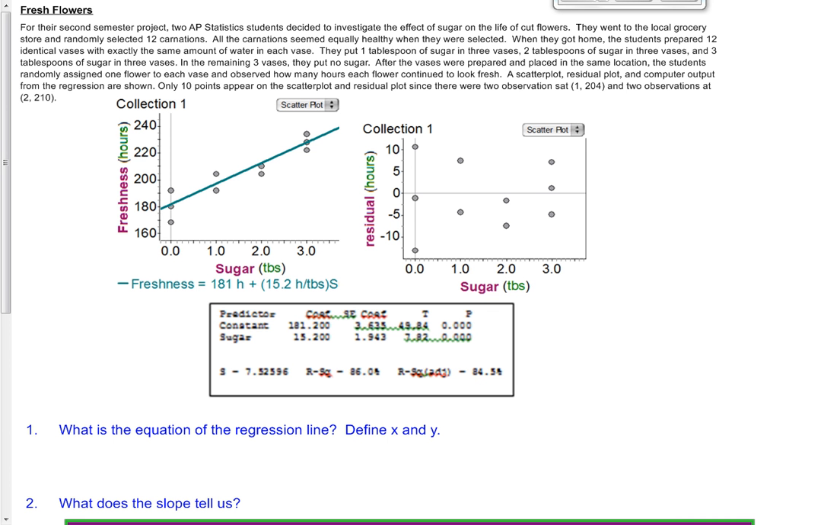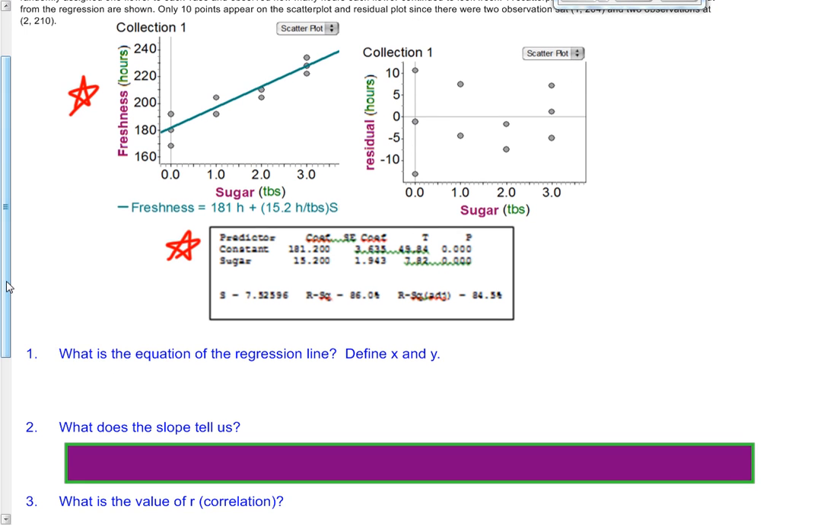And after the vases were prepared and placed in the same location, the students randomly assigned 1 flower to each vase and observed how many hours each flower continued to look fresh. So they wanted to see, does the sugar make the flowers look more fresh longer? A scatter plot, a residual plot, and a computer output are shown below. So we're really going to pay attention to the scatter plot, and we're going to pay attention to this output right here.